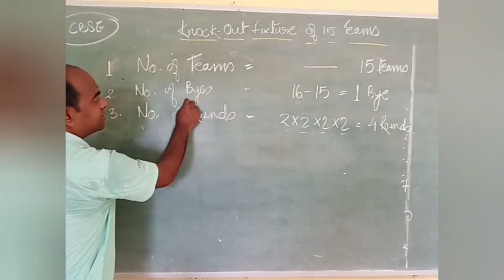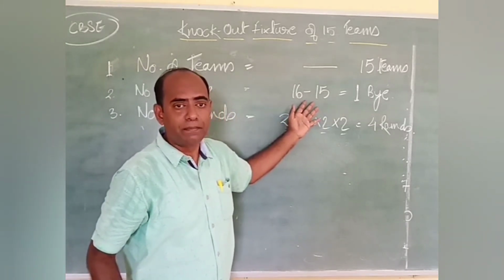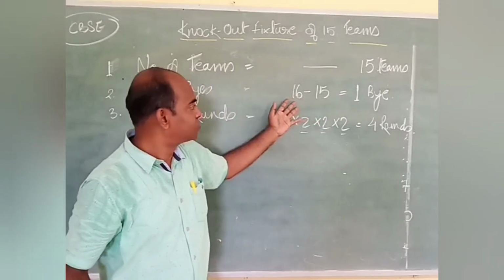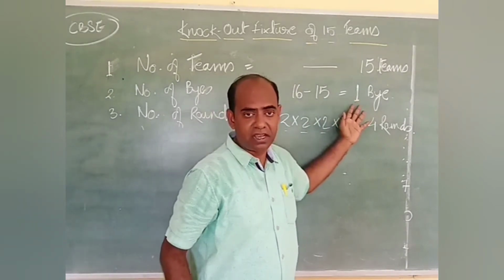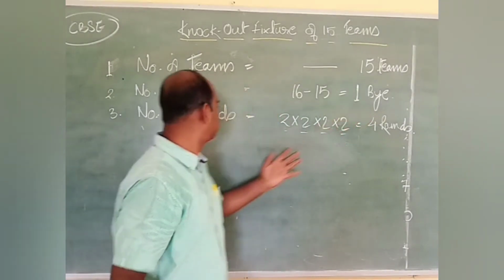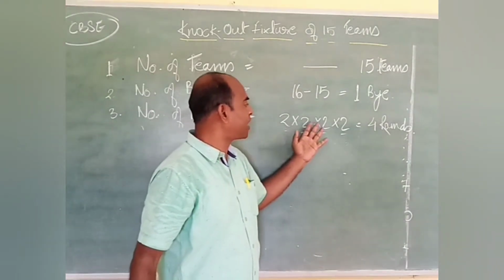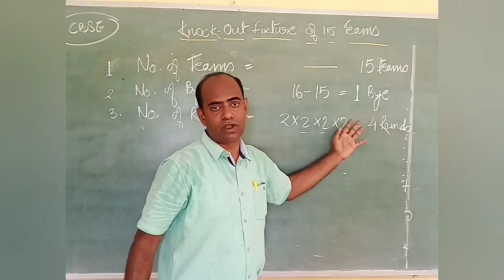Then number of byes is always the next power of 2 minus the number of teams. The next power of 2 after 15 is 16. So 16 minus 15 is only one bye. In this fixture, only one team will get a bye. Then number of rounds: 2, 4, 8, 16. So only 4 rounds will be played in this tournament.